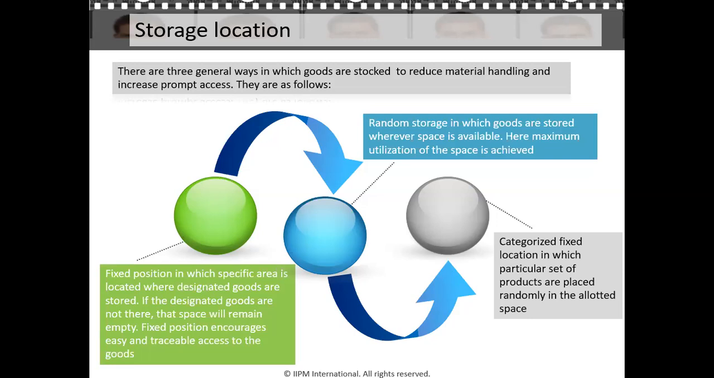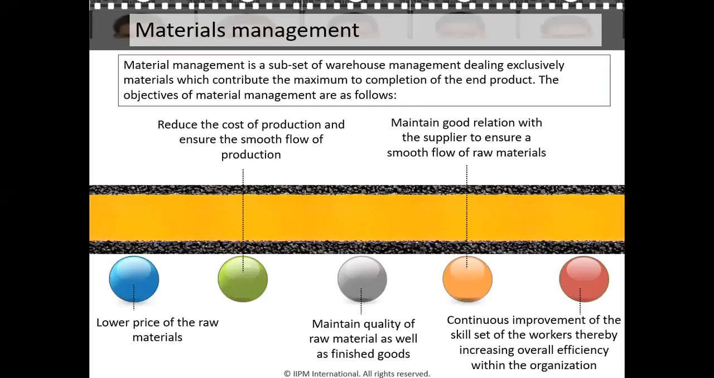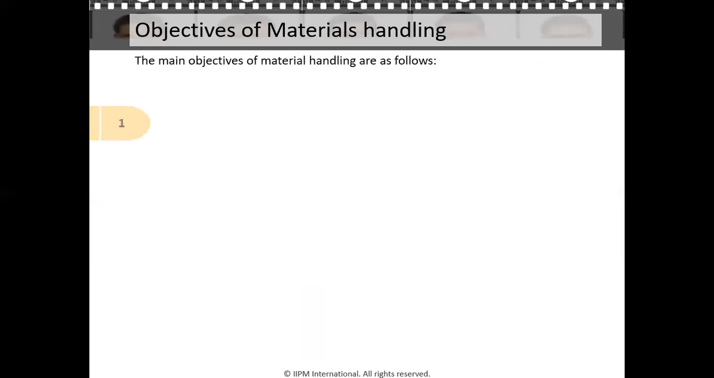Then they have the third, categorized fixed location, in which a particular set of products are placed randomly in the allotted space. So they are typically placed in a random place.